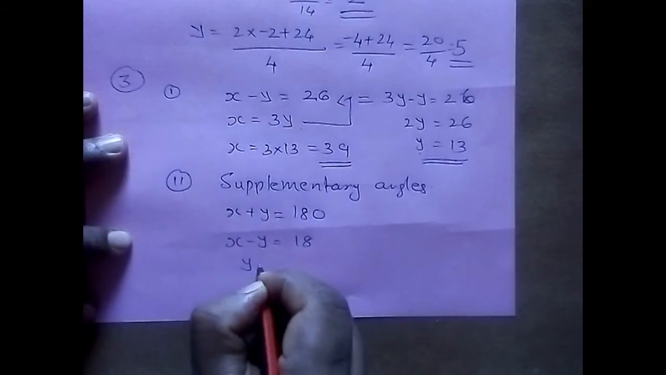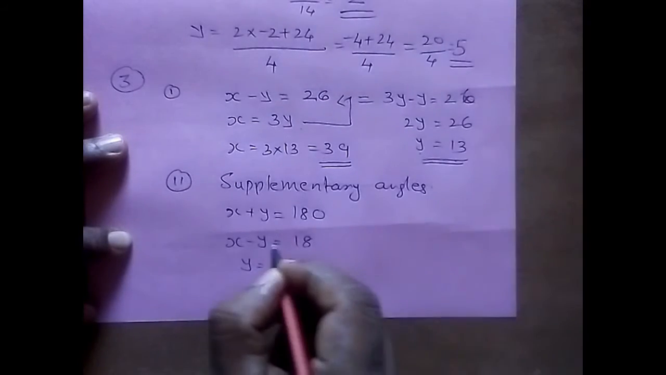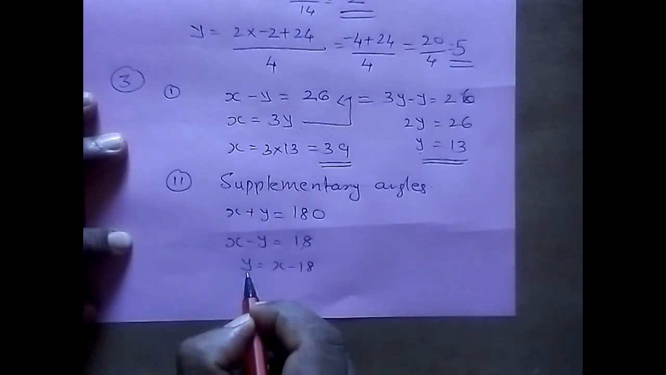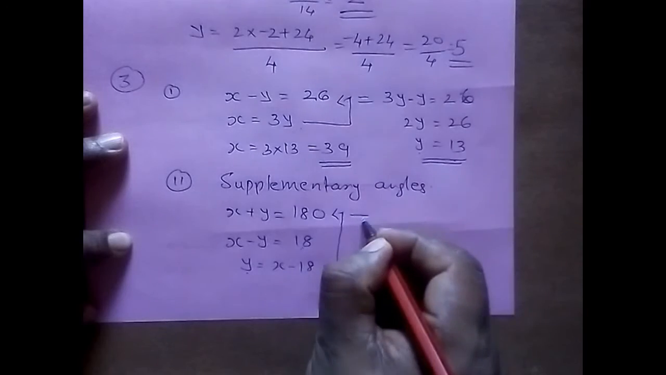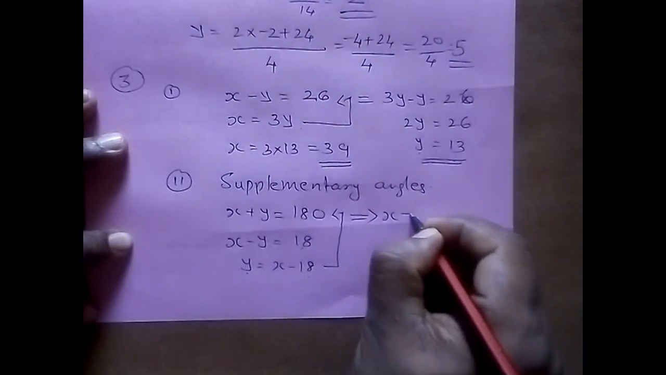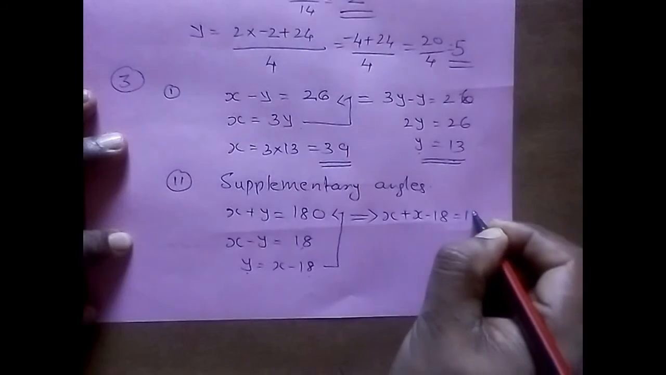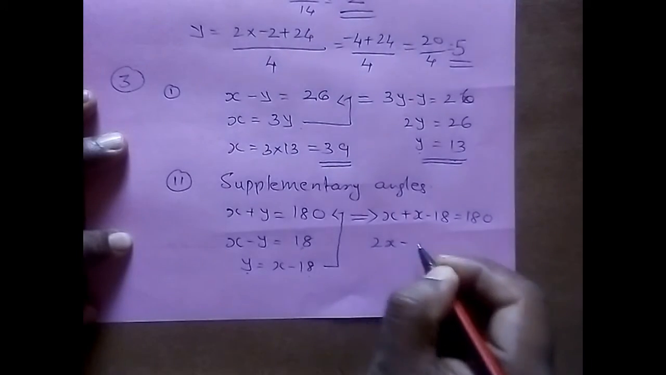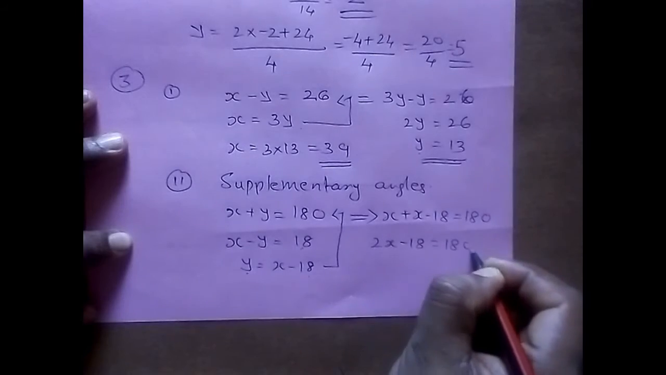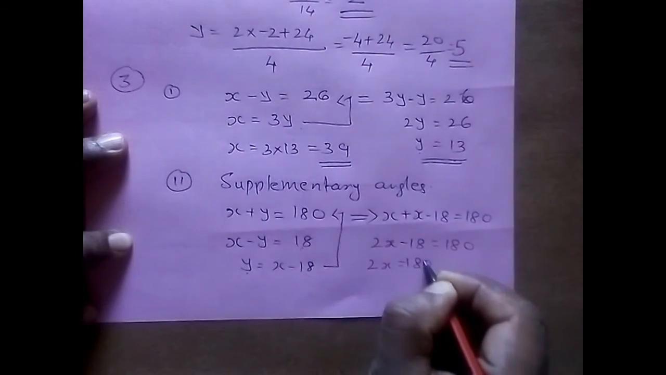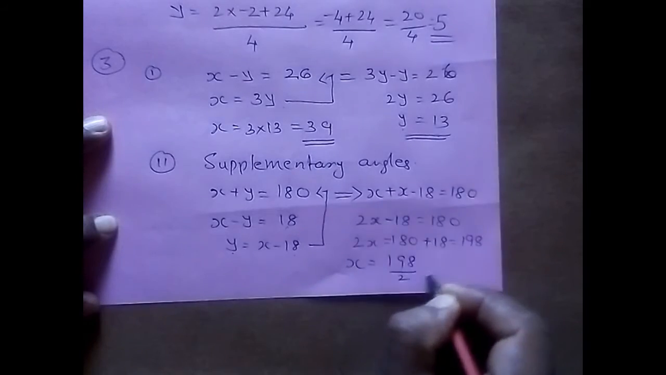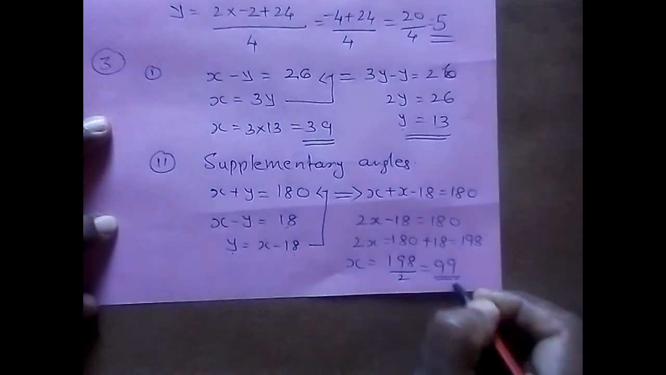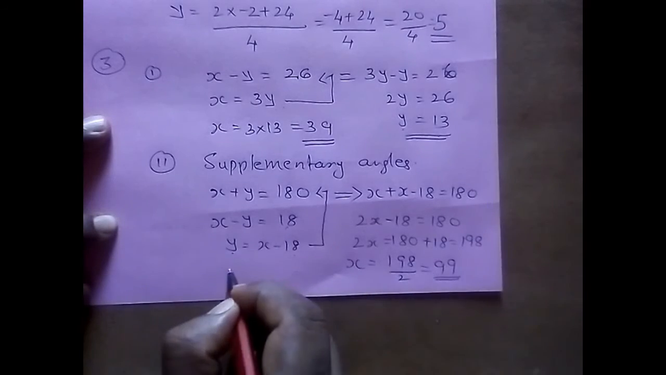Or we can say y equal to x minus 18. Taking y this side and 18 this side, we will get y equal to x minus 18. This value we will substitute in equation number 1 to get x plus x minus 18 is equal to 180. 2x minus 18 equal to 180. 2x is equal to 180 plus 18, equal to 198. Or x is equal to 198 divided by 2, which is equal to 99. And when x is equal to 99, what will be the value of y?